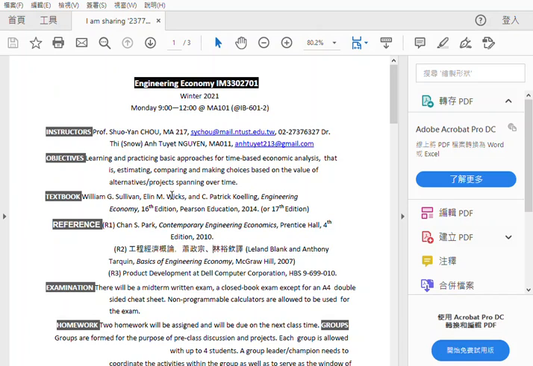The textbook is a very famous one. It's by William Sullivan and others. As you can tell, the 16th edition was published in 2014. At least we have the 17th edition. Again, most of these editions are very similar. It's just that the cases could be different. The examples could be different.